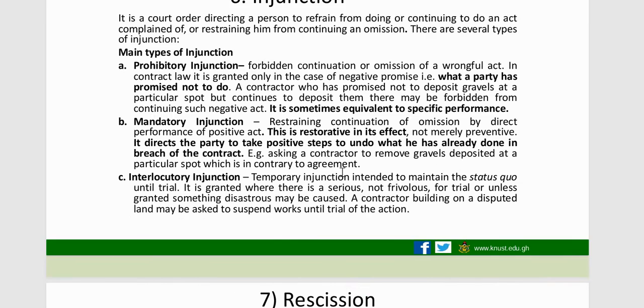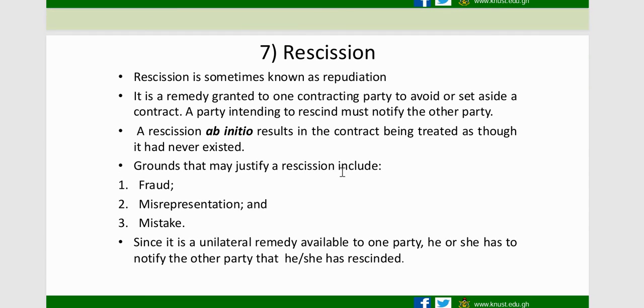That is number 7. Another remedy for breach of contract is rescission, right? Rescission is sometimes known as repudiation. It is a remedy granted to one contracting party to avoid or set aside a contract. A party intending to rescind must notify the other party. So a rescission ab initio results in the contract being treated as though it had never existed.